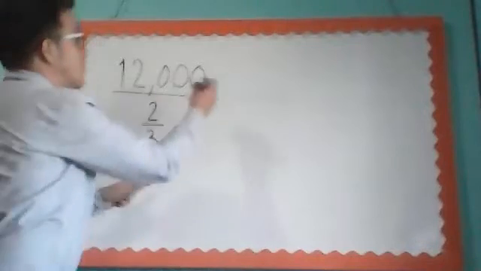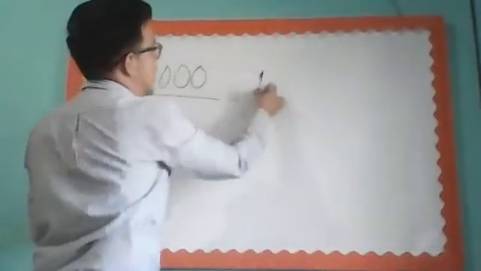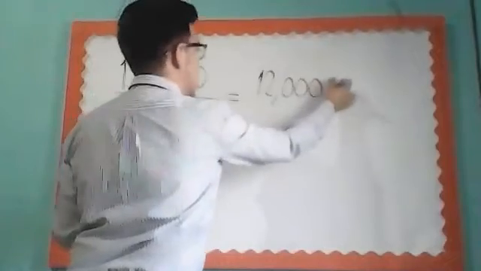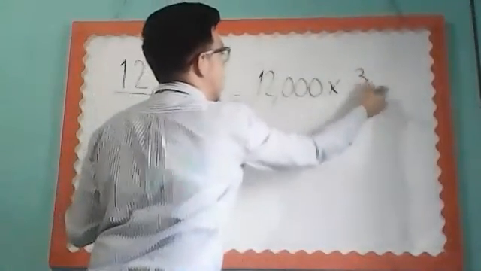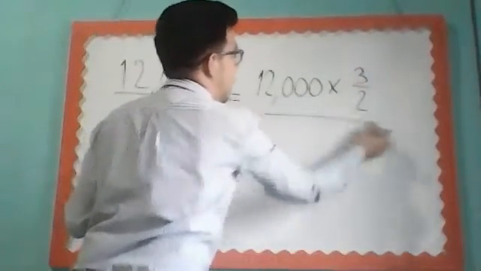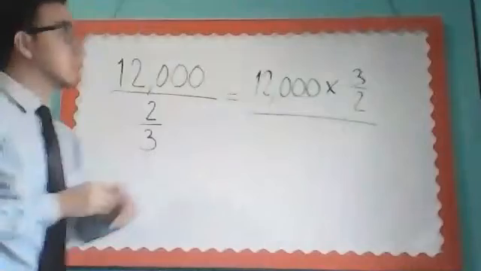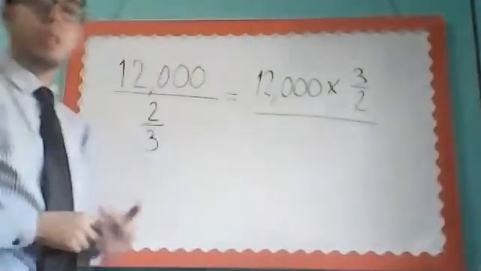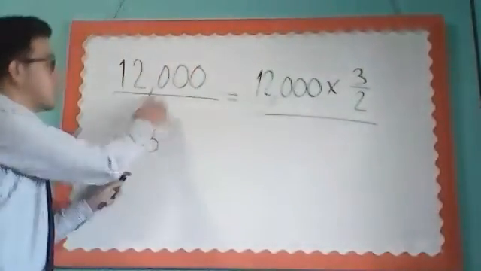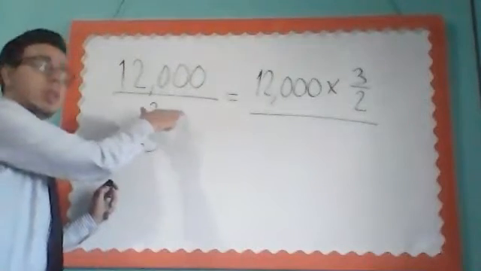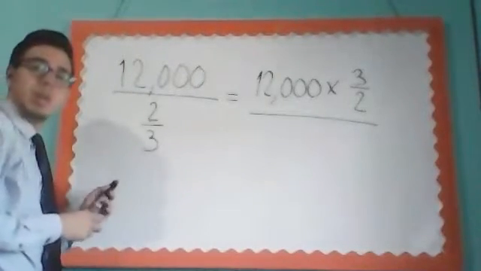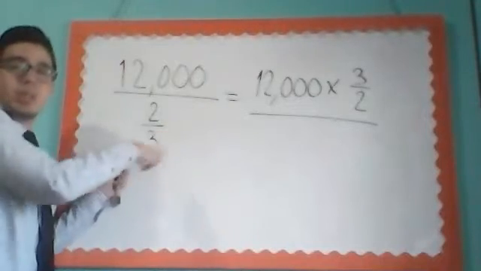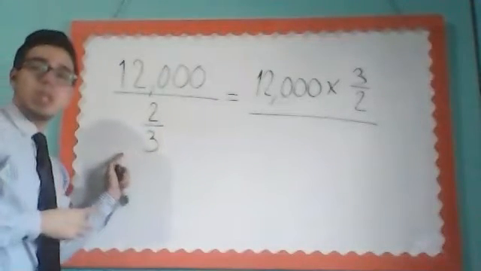And now on the example you have 12,000 multiplied by 3/2. And maybe you are wondering why in this case you have the fraction in the inverse form. What is 2/3 doing to 12,000? It's dividing, right? So if you pass it to the other side, you need to change the sign.